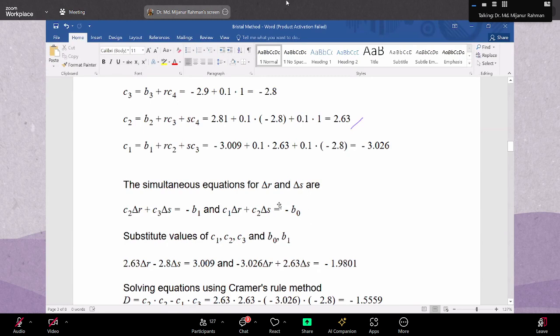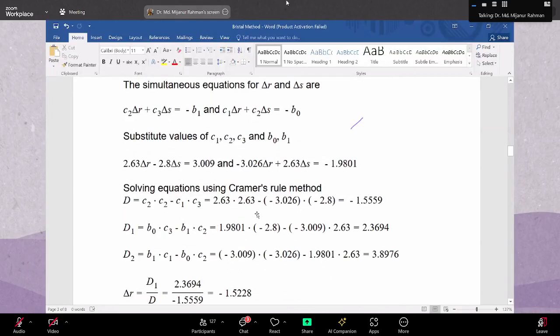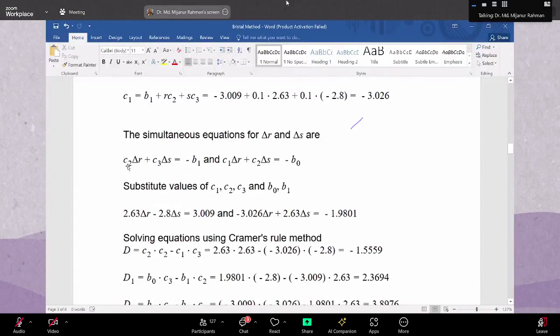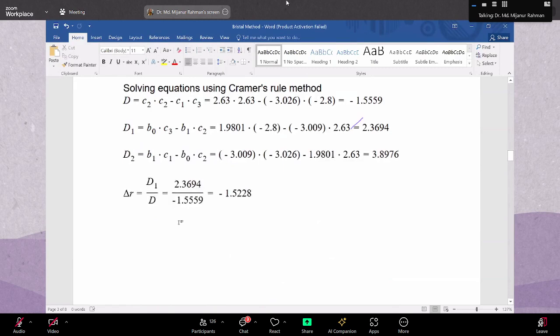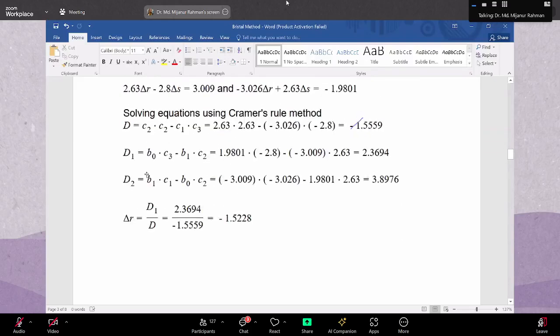So when we have all these values, here it shows something like Cramer's rule. We don't need to go for Cramer's rule. Directly by using our calculator, we can determine the two unknown values, because with two equations and two unknowns we can very easily solve this problem using a calculator. Easily we will get the values of delta R and delta S. So directly let's go to this point. We find the values of delta R and delta S.